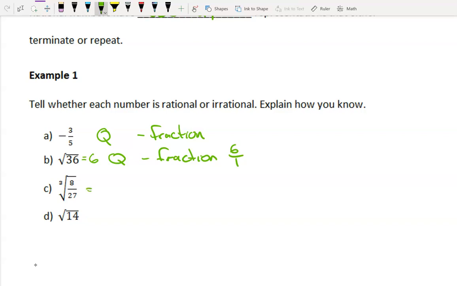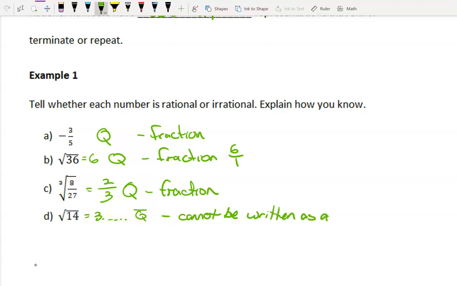Next one, the cube root of 8 is 2, and the cube root of 27 is 3. These are rational. Why? Because they can be written as fractions. And root 14, I don't know what that is. I know it's bigger than root 9 and smaller than root 16, so this is going to be 3 point something. I'm just not sure what. That means it's irrational. It cannot be written as a fraction because that decimal does not terminate and it does not repeat.